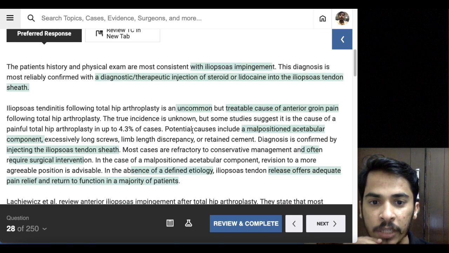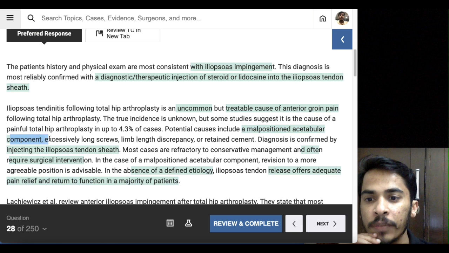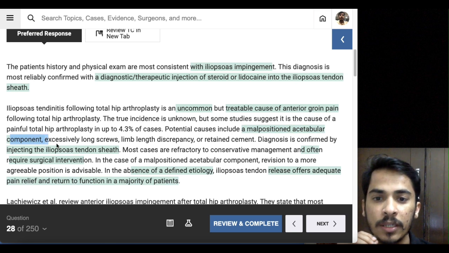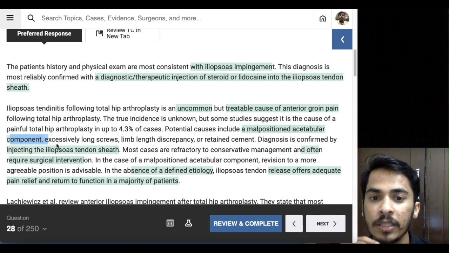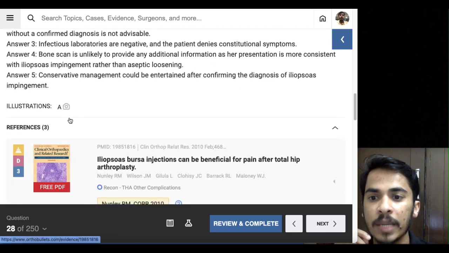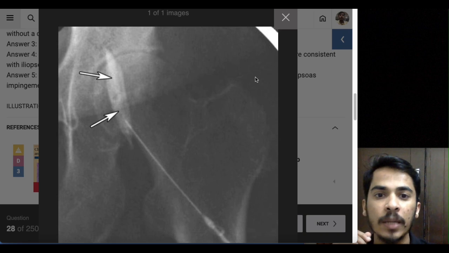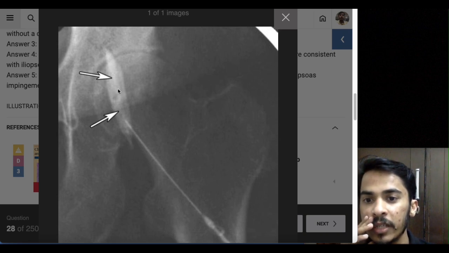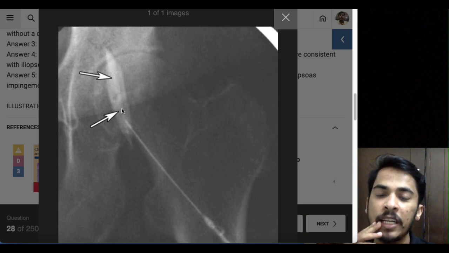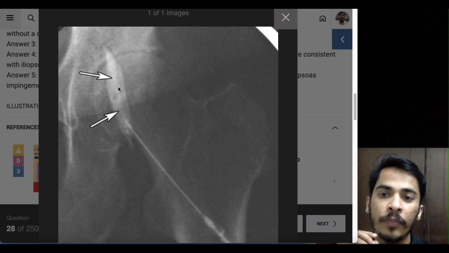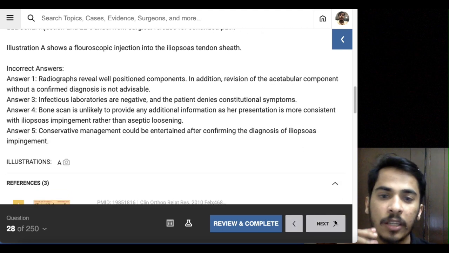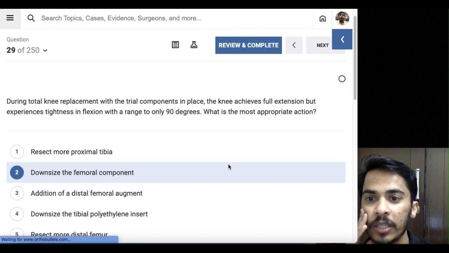Malpositioning of the acetabular component is one of the causes of iliopsoas tendinitis. Anterior prominence of the acetabular cup can irritate the iliopsoas tendon, and this is the image-guided injection of lidocaine into the iliopsoas tendon sheath. It is a diagnostic and therapeutic modality in iliopsoas tendinitis.